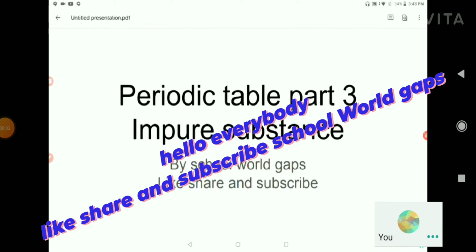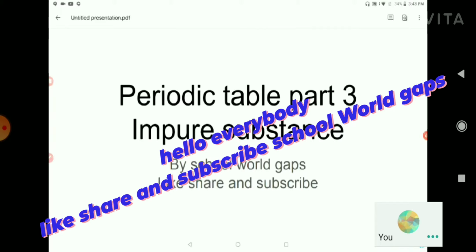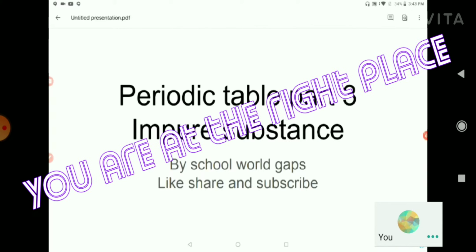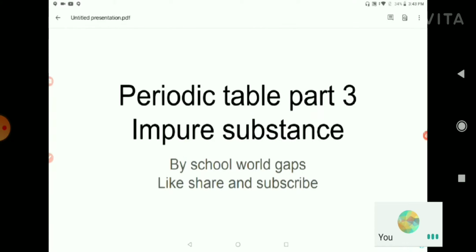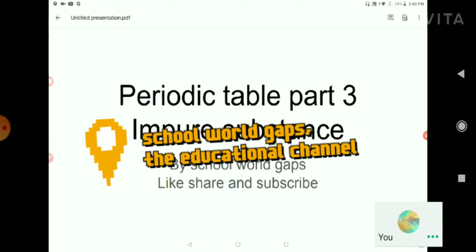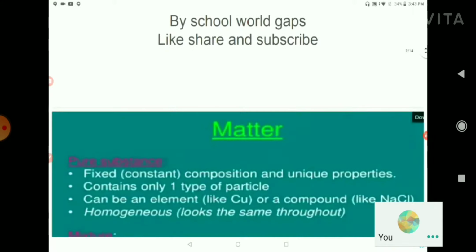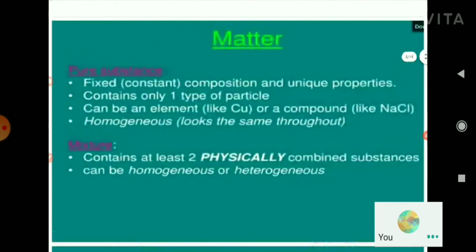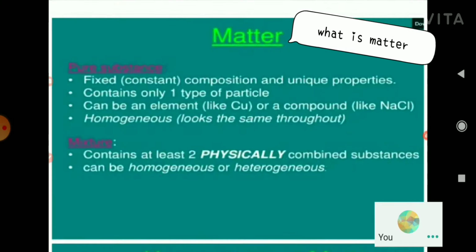In this video, we are going to discuss the periodic table, part 3, which is impure substances. Impure substances are generally mixtures. So what are mixtures? We will see in the next slide. First of all, what is matter? Matter is anything which has mass.